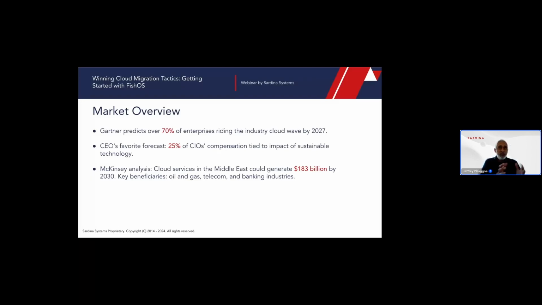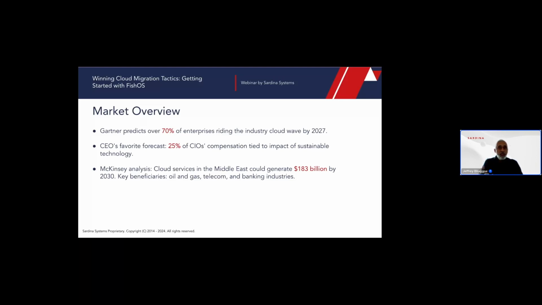So the first one is Gartner Tech Trends. According to Gartner Tech Trends, more than 70% of enterprises will be riding the cloud industry wave by 2027. This is between now and 3 years. So this is beyond actual for the enterprises on their agenda. The second topic I'd like to share is regarding the CEO's favorite forecast. This forecast says that 25% of the CIOs will soon see their compensation tied to the impact of sustainable technology. This evolution is a tech revolution. And like I shared before, organizations worldwide are putting this topic high on their agenda.